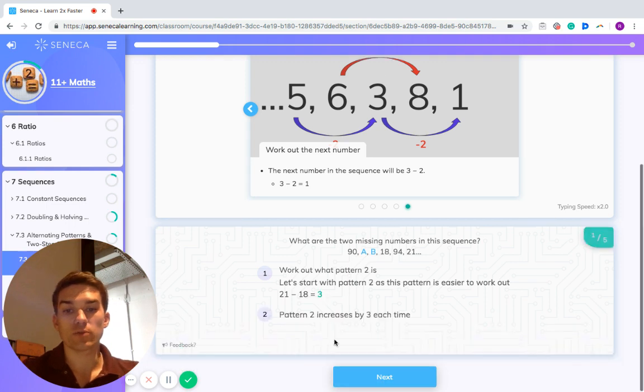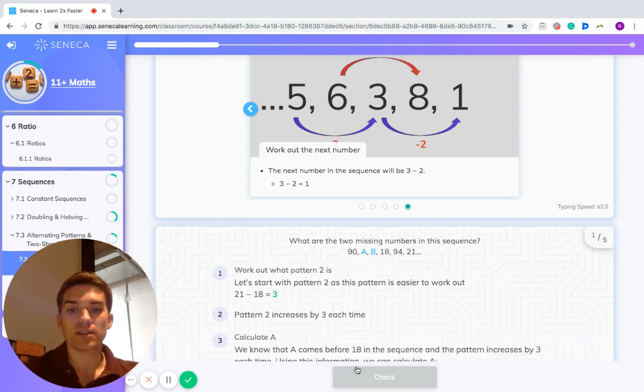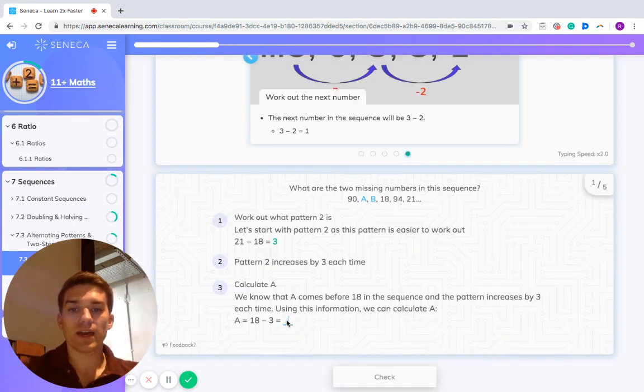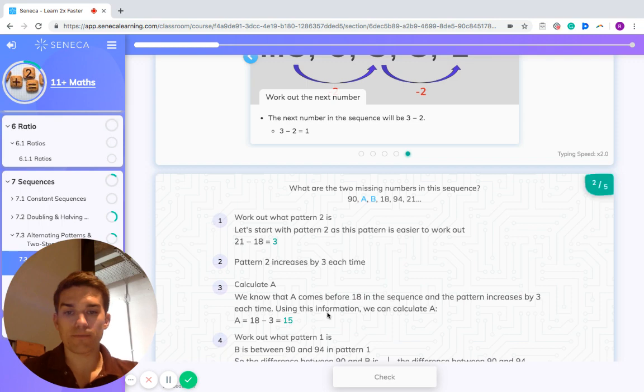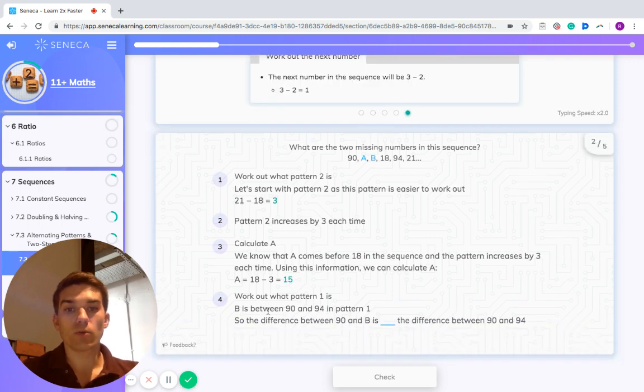So this shows we're adding 3. So we're adding 3 each time. So then to calculate what A is, we go backwards through the sequence: 18, take away 3, which is 15. And then we can work out B.